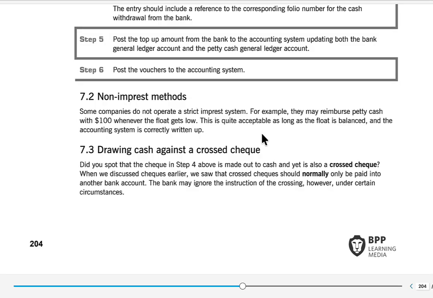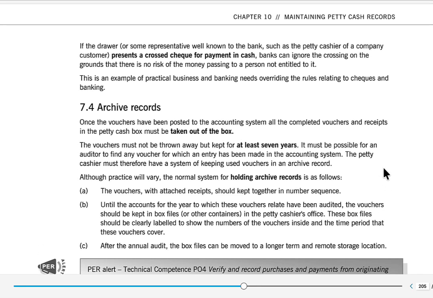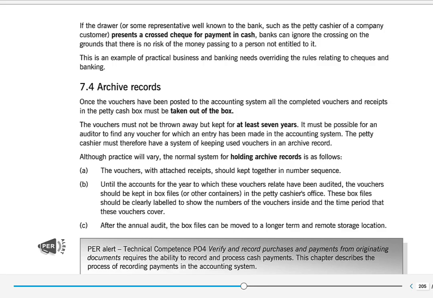Sometimes, when a company representative goes to the bank, the cashier may still give cash, even if the check is crossed. Why would that happen? Because in real life, banks sometimes know their customers well. They may recognize the representative. They may trust the business, so they may allow the business to cash it. But you must understand this clearly. This is not the normal rule. This is an exception. It happens because of practical business and banking needs. Sometimes the petty cashier urgently needs notes and coins, so the bank may cooperate.